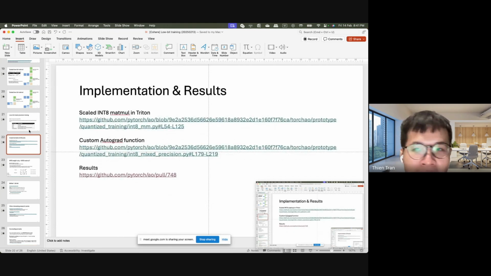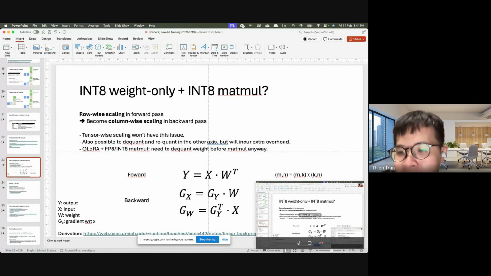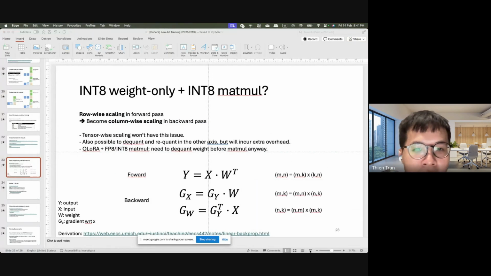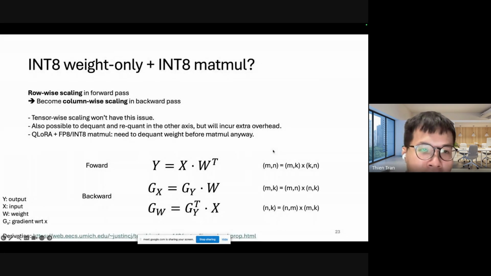Okay, so I think that covers most of the things I want to talk about in this talk already. Other stuff is more like random thoughts and open discussion. For example, just now I made a very clear distinction between int8 weight-only training and mixed precision training. But why not combine both? Why not use int8 weights, where we don't keep the FP32 weight, and also use int8 matrix multiplication?